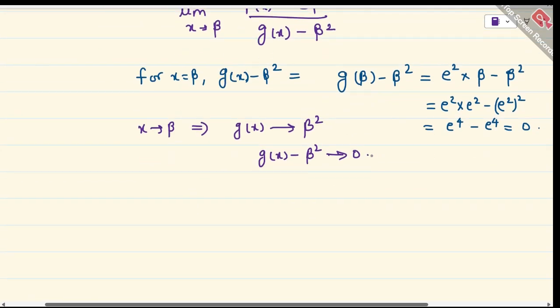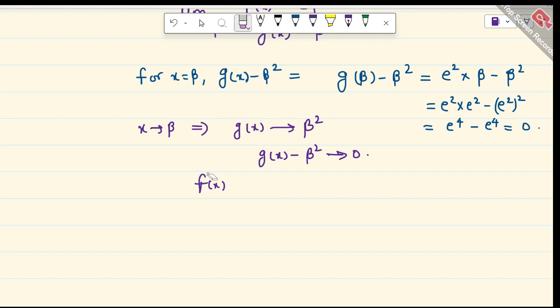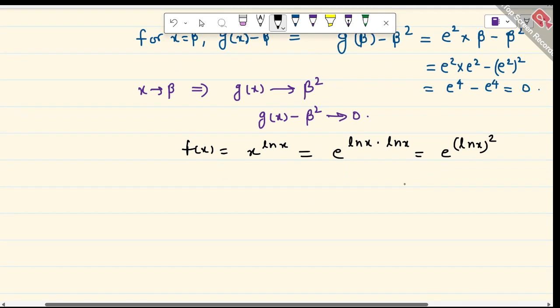So for this f(x) minus what we have given, f(x) is equal to x raised to the power natural log of x, and we can write this as e raised to the power natural log of x times natural log of x, and so this is e raised to (natural log of x) square. Again we observe that f of beta is equal to e raised to (natural log of beta) square.